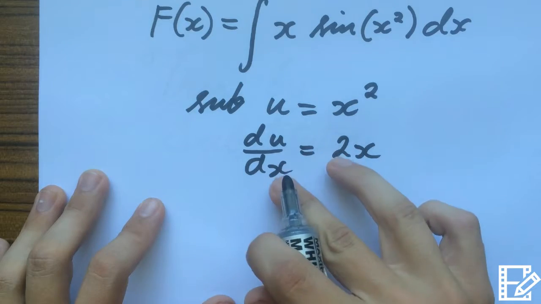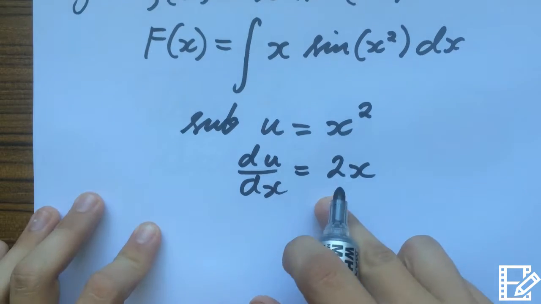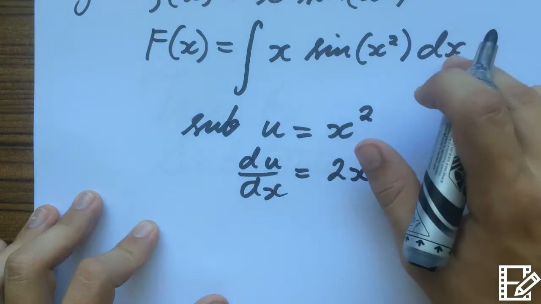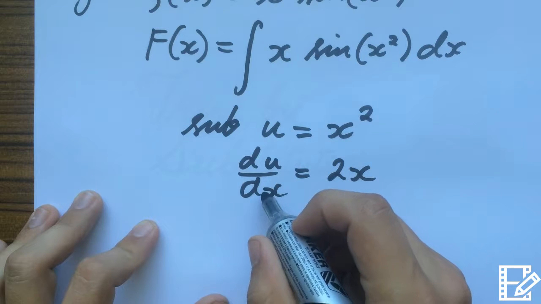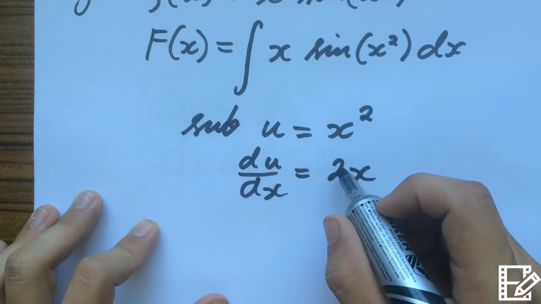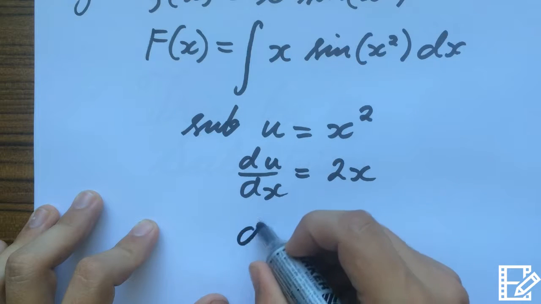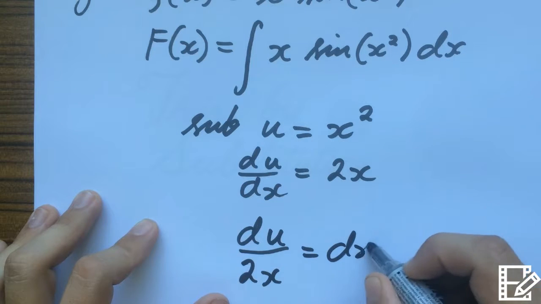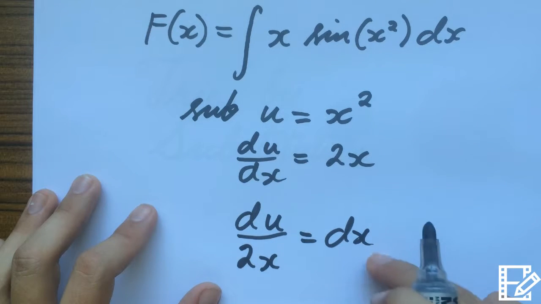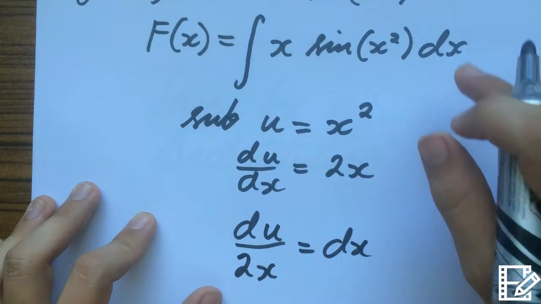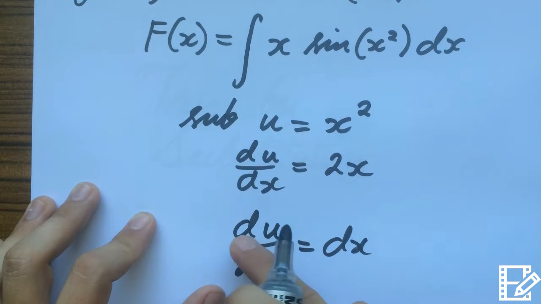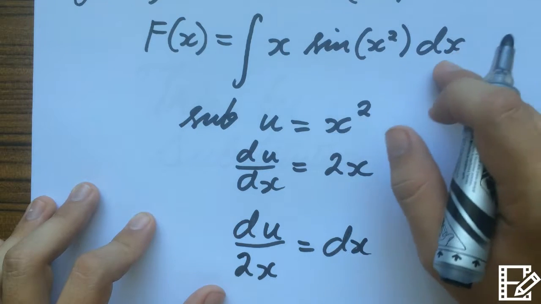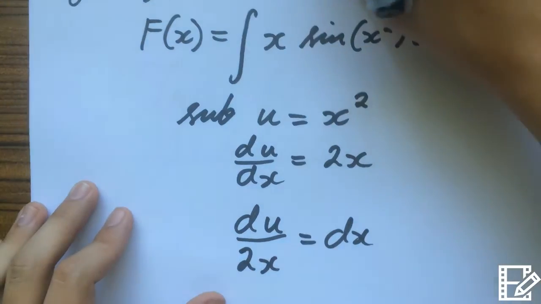Now, I'm going to rearrange this to get dx on its own, because we have a dx out here, and if we rearrange it, we might be able to do something with this and that. So I'm going to multiply the dx on top, and I'm going to divide the 2x on the bottom. So it will look something like this. And that's what we're going to be substituting, because dx equals du over 2x. We're going to substitute du over 2x where dx is.